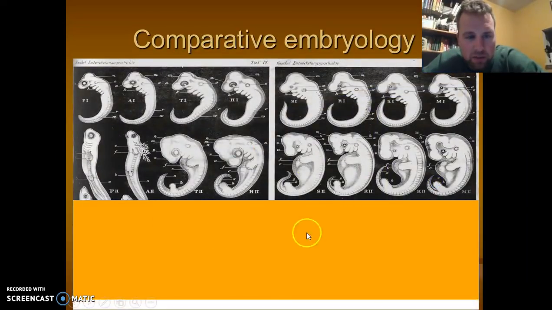Okay, here's a little bit farther on. So this is a little bit farther in development. Again, you can see a few changes here. These two are very different from the rest. But if you look at these 4 here on the right, they look pretty similar. So again, can you tell which one the human is?